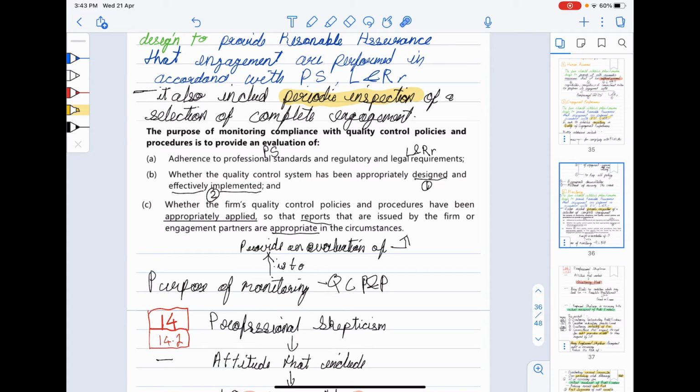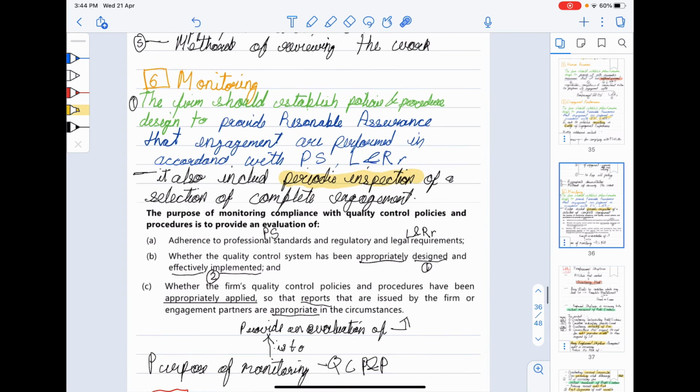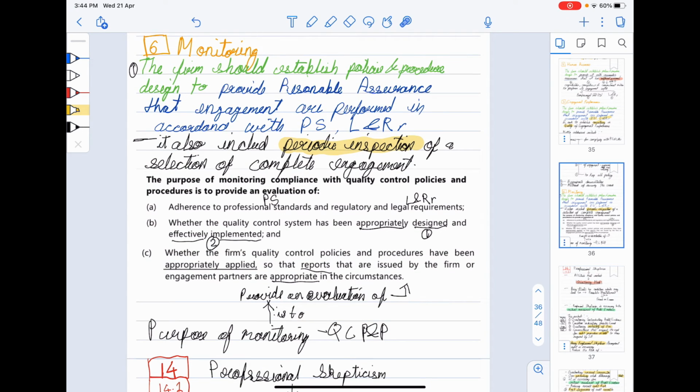So here we need to monitor whether professional standards and legal and regulatory requirements are met, and whether the quality control system has been appropriately designed and effectively implemented. First, we check whether professional standards and legal and regulatory requirements are met. Second, whether the quality control system is appropriately designed and effectively implemented. And third, whether these policies and procedures have been appropriately applied. Why do we check this? So that reports issued by the firm and engagement partners are appropriate in the circumstances. Okay, so this was our last point, monitoring.